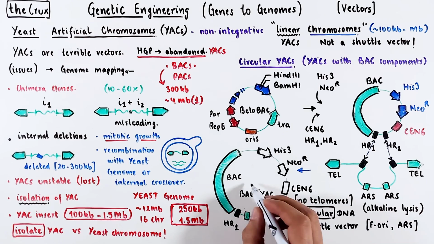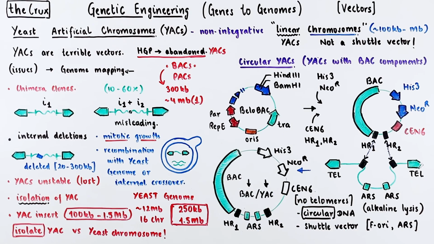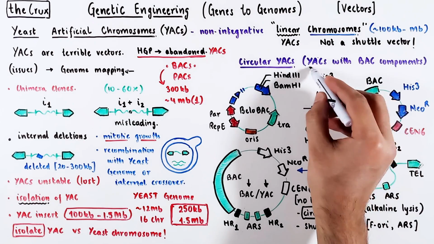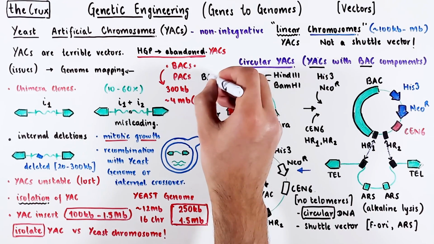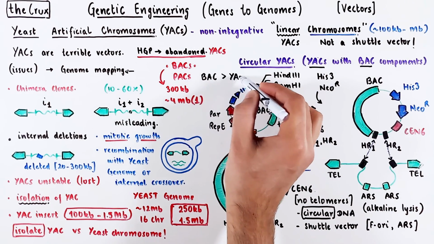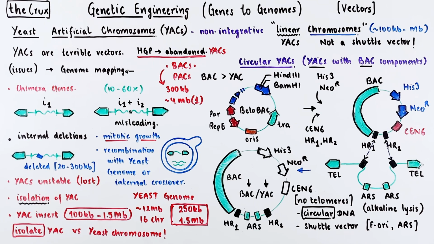Even though we have this BAC-YAC hybrid, people still prefer BACs for most applications. They're just generally better unless there's a specific reason to use a YAC. And this sums up our discussion on yeast cloning vectors.